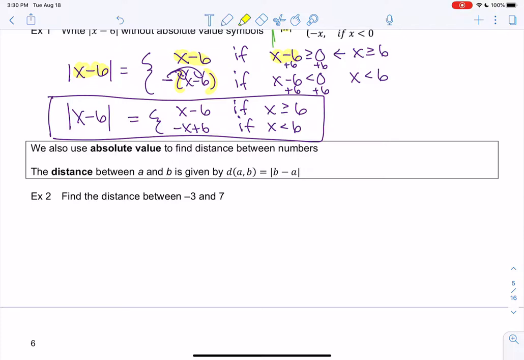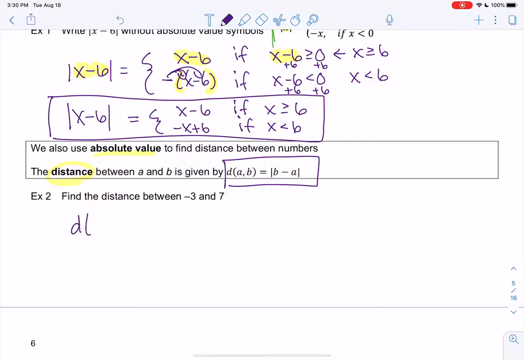We also use absolute value to find distance. If you think about describing distance, it's usually positive, right? You could travel 5 miles to the right or 5 miles to the left, and we describe them both as positive, even though they're kind of opposite directions. So we're going to define the distance between A and B. We're going to use D for distance, would be the absolute value of B minus A.